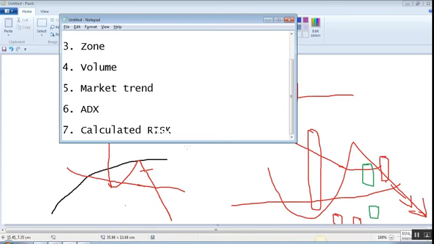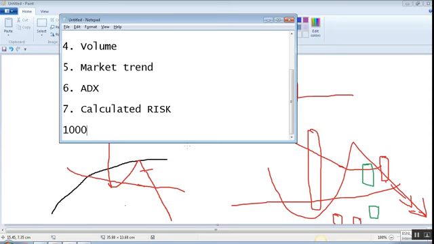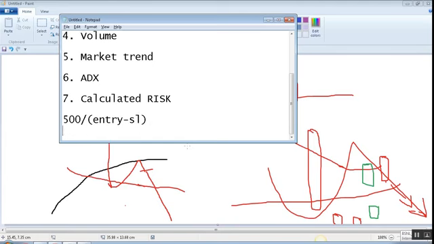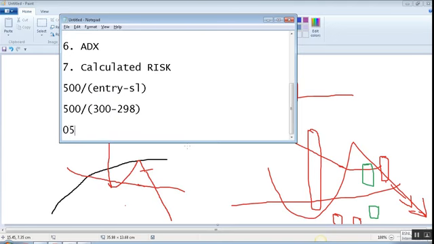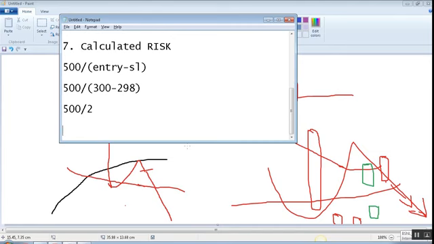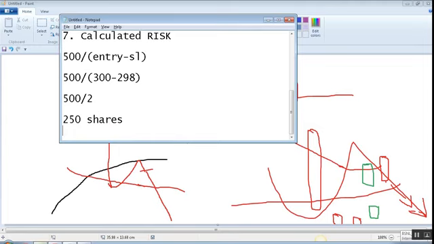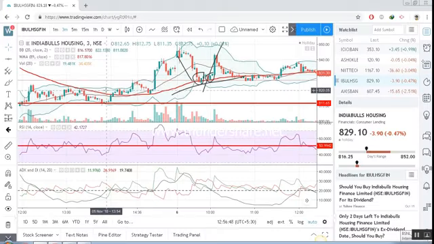So, calculated risk. Suppose your risk is 1,000 rupees; ask yourself, how much am I able to lose comfortably? If I'm not ready with 1,000, go with 500. 500 should be your risk for a series of 100 trades. Don't change that. Divided by your entry price, the price where you are going to buy, minus where you are going to exit if it fails, the stop loss. Let's imagine your entry price is 300 and the stop loss is 298. 500 divided by 2. For this particular trade, you will be buying 250 shares only. So when you check all these conditions, the confluences, you will have a high probability trade, right?